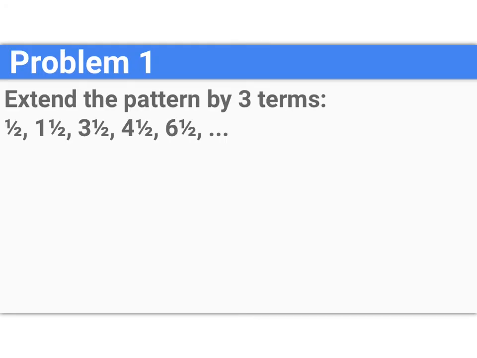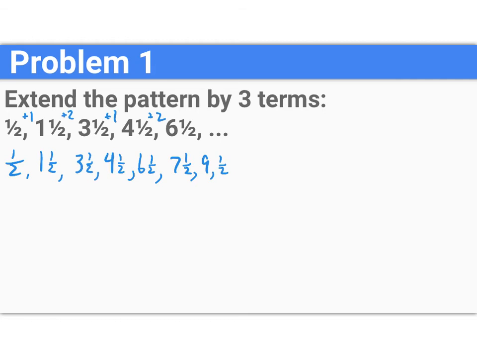Okay, extend the pattern by three terms. So we got 1/2, we got 1.5, we got 3.5, 4.5, and then 6.5. So what's going on here? So we added 1, then we added 2, then we added 1, then we added 2. So add 1, you get 7.5. Add 2, you get 9.5. Add 1, you get 10.5.